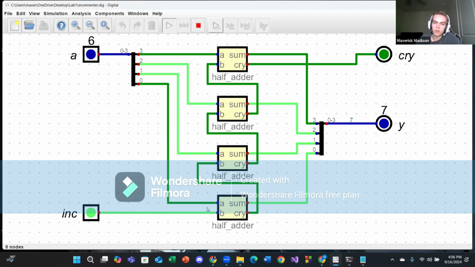So this is literally just adding 1 to our binary value, and it's going to change from binary back to decimal, which is plus 1 of our input A.